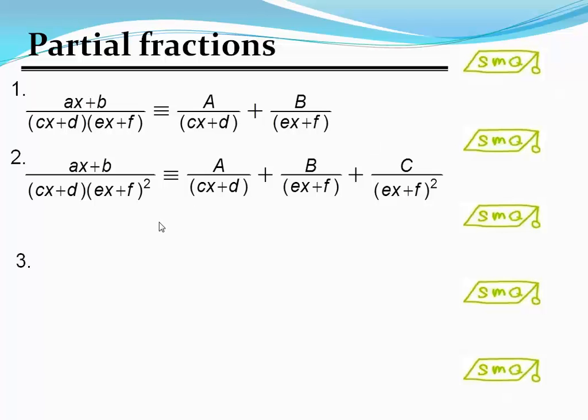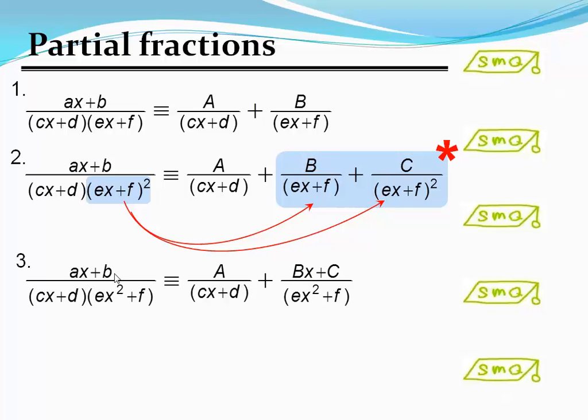In the second general formula, if one of the factors in the denominator has a square, then we will have to separate it into two partial fractions. The first fraction only has the factor as its denominator. The second one would have the factor squared as the denominator.